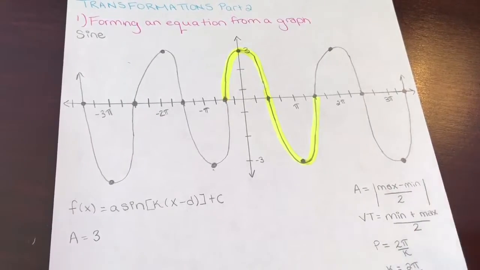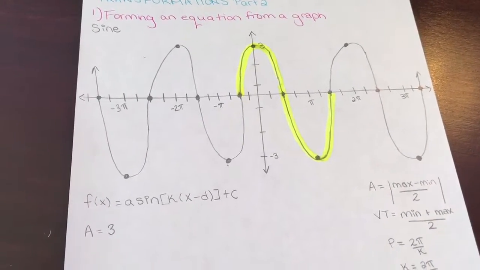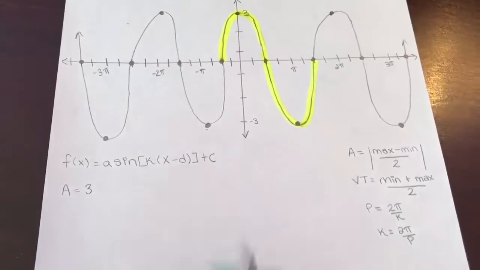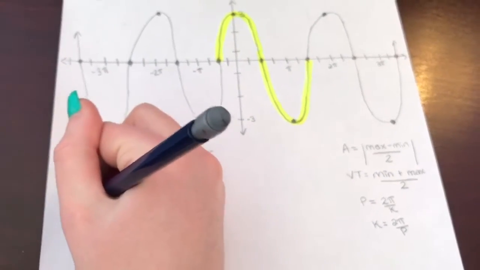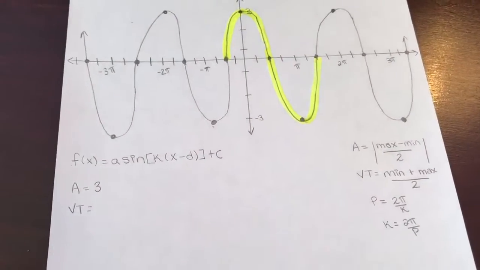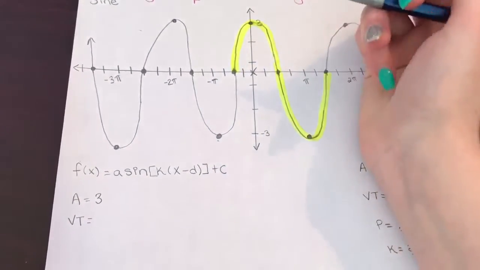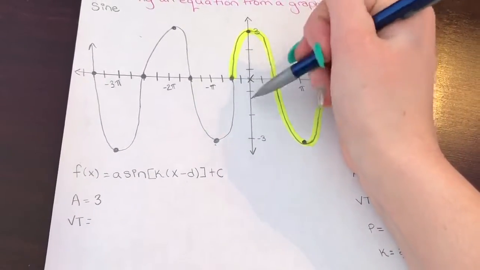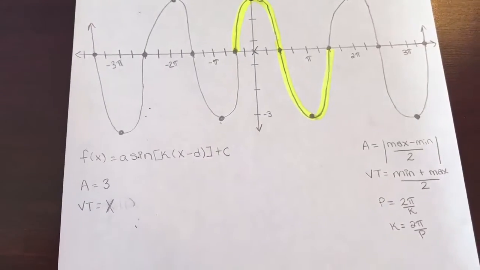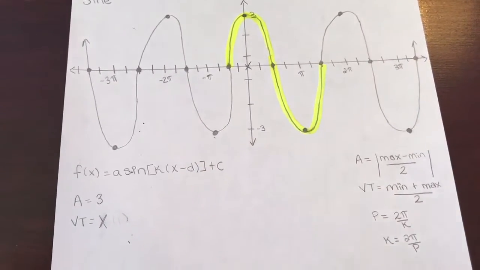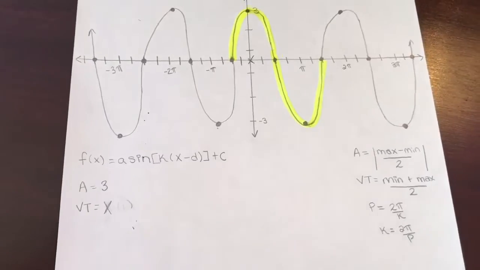If you did want to double check it, you can plug it into the formula and you would get 3 again. As for our vertical translation, we actually don't have one. As you know, the sine curve starts at 0, 0, and we have not moved up or down. So if you plug that in, you would find out that we don't have a vertical translation.